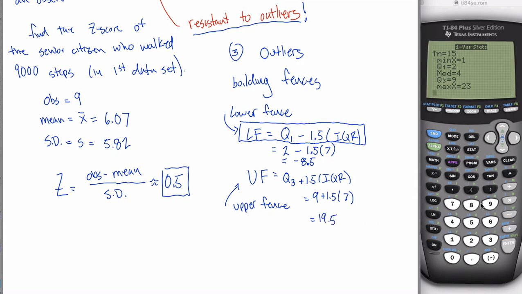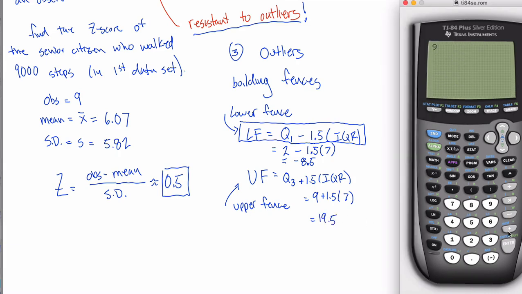Don't believe me? All right. 9 plus 1.5 times 7. If you didn't want to put in 7, you could do 9 minus 2. You could do Q3 minus Q1 and have your calculator come up with that. Just be careful if you put in 9 minus 2, make sure you have the parentheses, because otherwise it'll mess up your order of operations. Hit enter, gives you this 19.5.